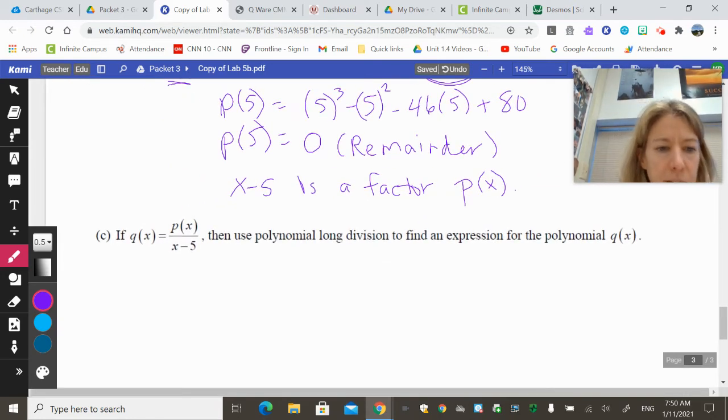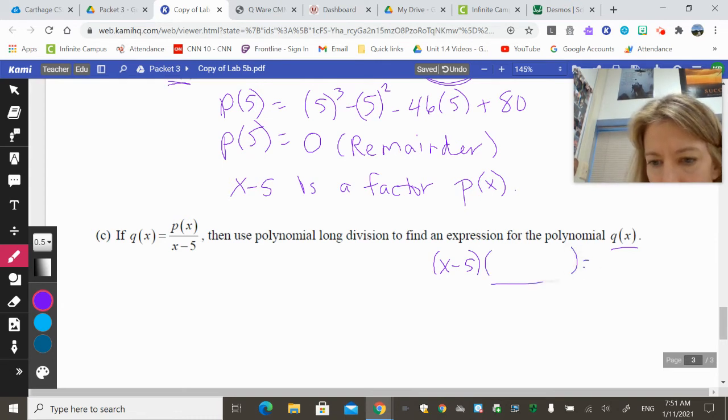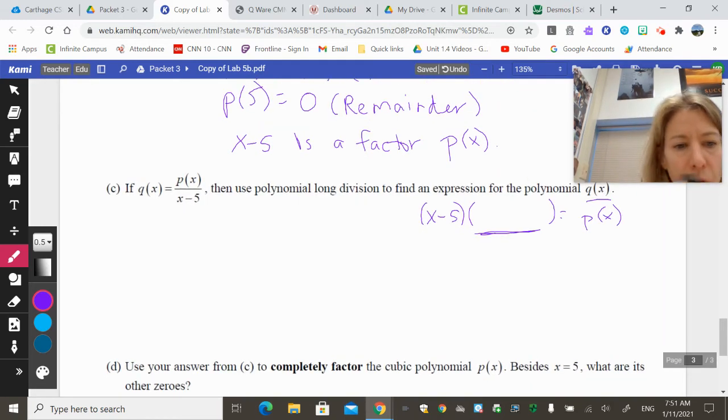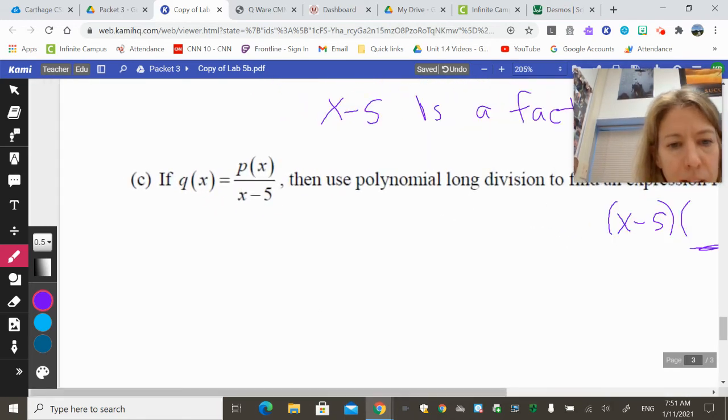All right, now it says if the quotient Q of x equals P of x over x minus 5, then use polynomial long division to find an expression for Q of x. So basically they want us to divide x minus 5 into P of x. We know that x minus 5 is one of the factors of P of x. We need to find out what we have to multiply times x minus 5. We're going to find the other factor that gives us that polynomial P of x. That's what we're doing right now. So if we divide P of x by x minus 5, we'll get the other factor.